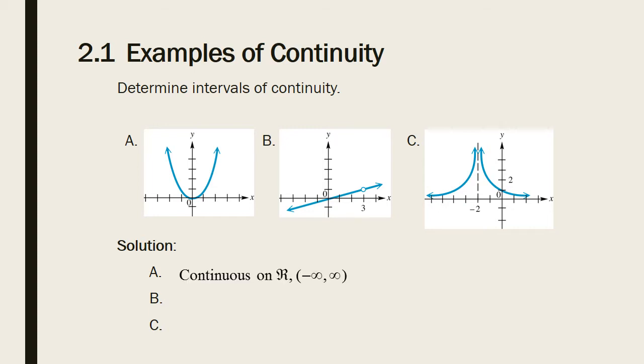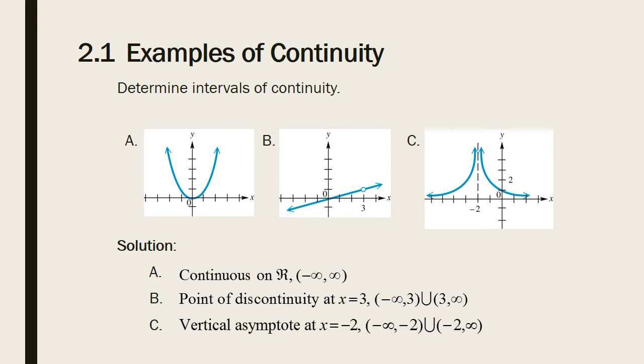The first one is continuous over the entire set of real numbers, negative infinity to infinity. There are no gaps in that graph. Graph B has a point of discontinuity at x equals 3. In order to write the interval on which it's continuous, we go from negative infinity to 3, and then from 3 to infinity. The U-like symbol in the middle means that we're putting the two together to get the entire answer. And then C, there's a vertical asymptote at negative 2, so there is discontinuity there. And notice the notation is very similar to that of B.